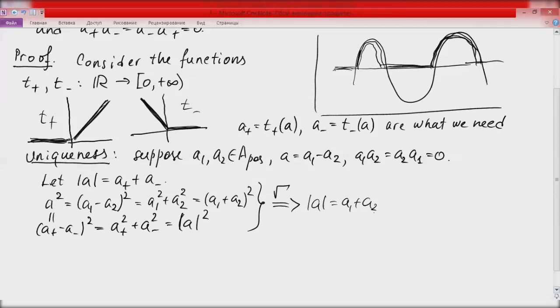And that's it. So we know that A is A1 minus A2, and the modulus of A is A1 plus A2. So this implies that A1 is given by the following formula. And so A1 equals A plus. And similarly, A2 is given by the following formula. And therefore, it equals A minus. And this proves the uniqueness of such a pair.